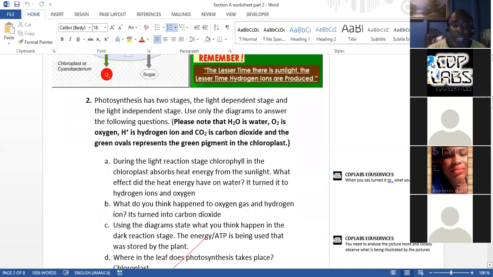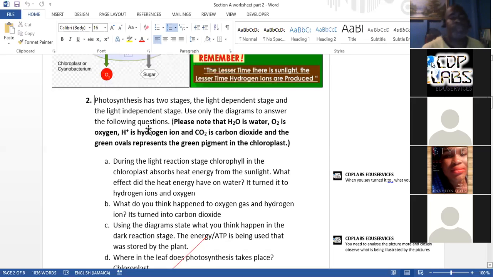Chevel. During the light reaction stage, chlorophyll in the chloroplast absorbs heat energy from the sunlight. What effect did it have on water? You can't write that it turned it to ions and oxygen. That's not going to work. Nothing turned anything. What it basically does is separate, or divide, or split. Those are the words you are supposed to use.